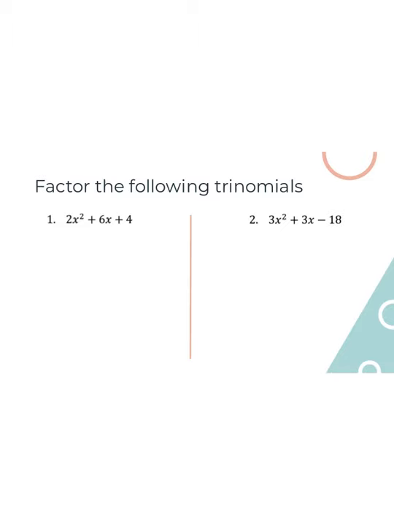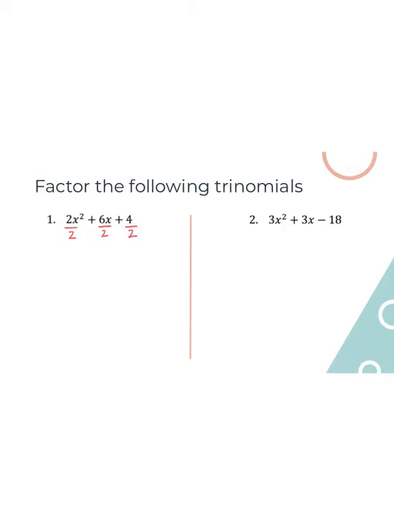So first we look at the numbers. So I have a 2, a 6, and a 4. What will go into a 2, a 6, and a 4? What can I take out of all of them? Well, I see that they all have 2 in common. So I can take a 2 out of here, I can take a 2 out of the 6, and I can take a 2 out of the 4.